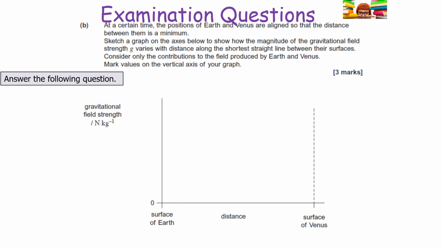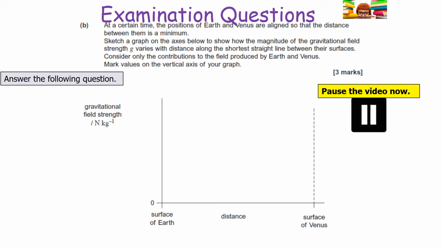Next question. At a certain time, the positions of Earth and Venus are aligned so that the distance between them is a minimum. Sketch a graph on the axis below to show how the magnitude of the gravitational field strength g varies with distance along the short straight line between their surfaces. Consider only the contributions to the field produced by Earth and Venus and mark values on the vertical axis of your graph. So pause the video now, then unpause the video when you want to go through your answer.